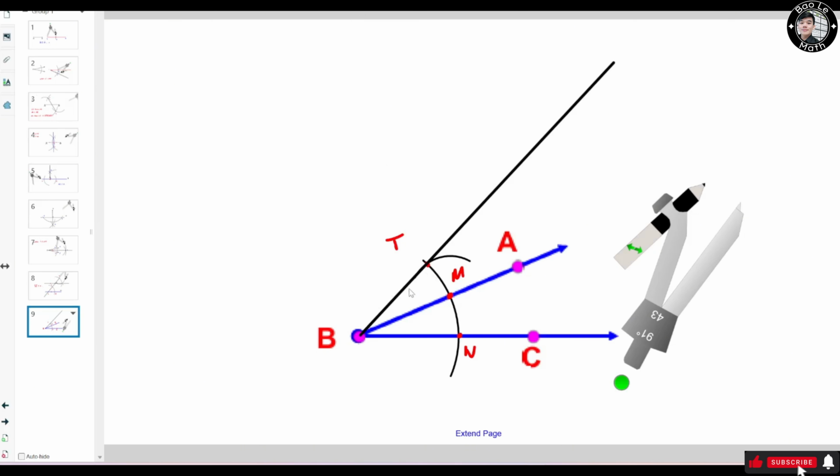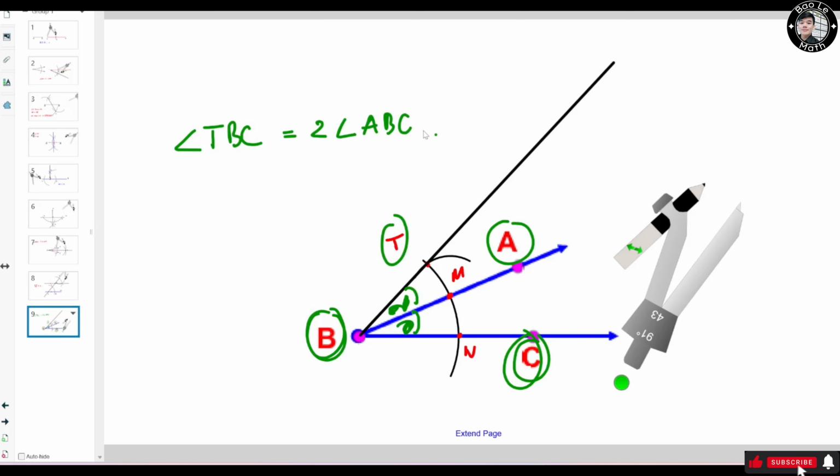And observe that this angle right here is congruent to this angle. Then the new angle TBC is twice the angle ABC. And it's a good time to stop.